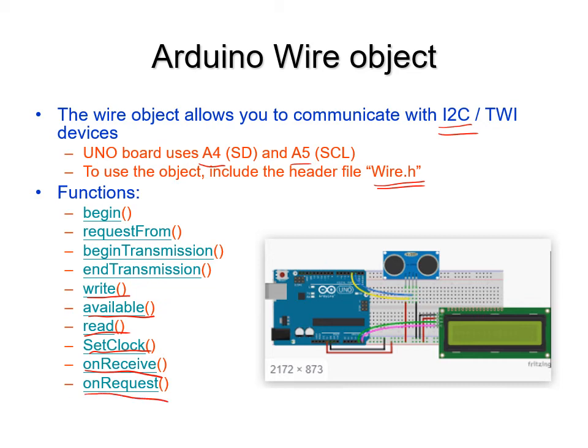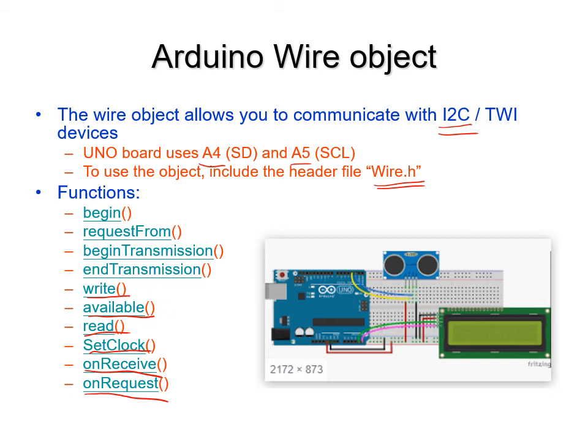In other words, they look like interrupts, because when some event occurs, the on receive or on request function will be invoked to handle the event. Now the on receive function is used by the slave device. When it receives a transmission from a master, it will do something. The on request handler is used when the master requests a data transmission from the slave device, and it will do something.